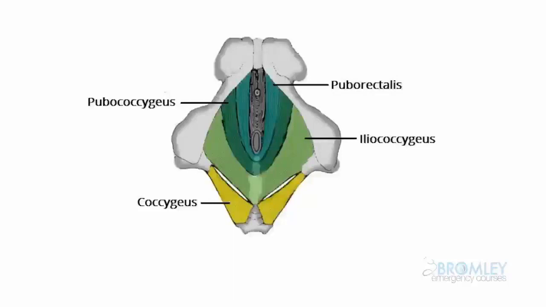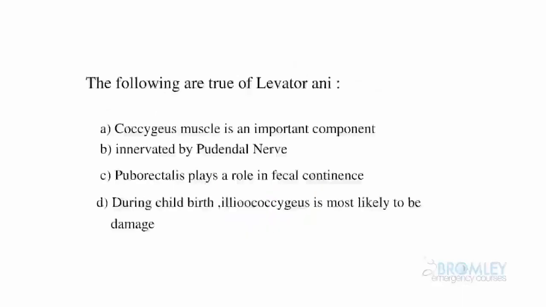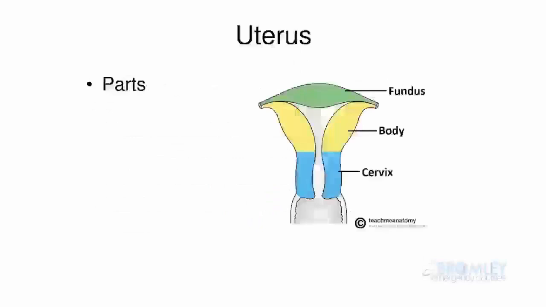Let's move on to the uterus. As you know, the uterus is a secondary sex organ. Secondary sex organs are components of the reproductive tract that mature during puberty under the influence of sex hormones produced from primary sex organs. So the primary sex organs are the ovaries in the females and the testes in the males.